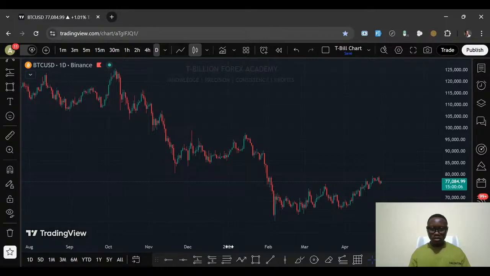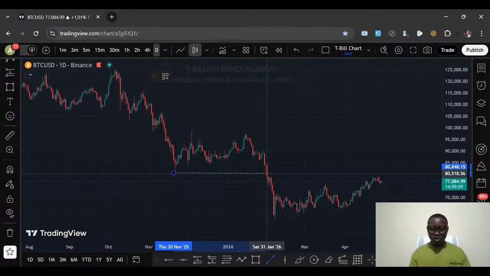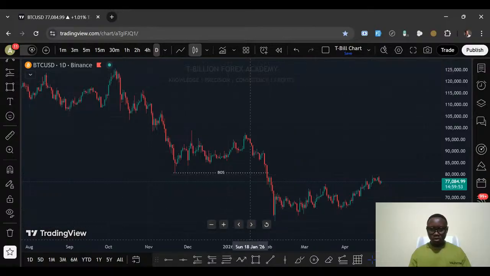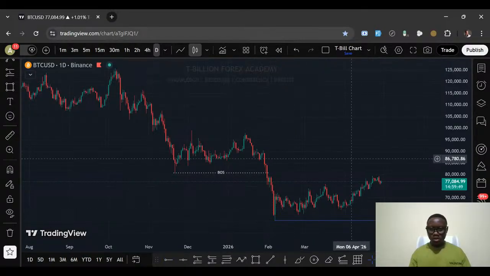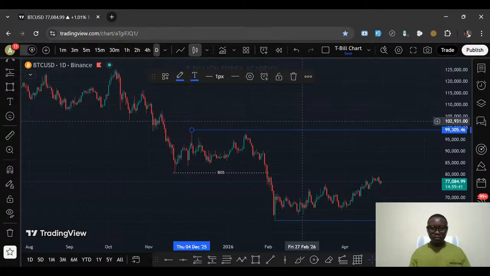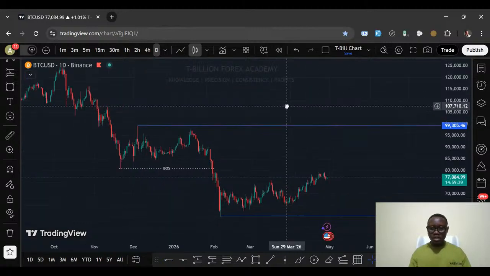Let's mark out our external liquidity. This is the most recent break of structure to the downside on the daily time frame. Just trying to read our daily time frame structure, and this is our external liquidity, the sell side liquidity, and this is our buy side liquidity.